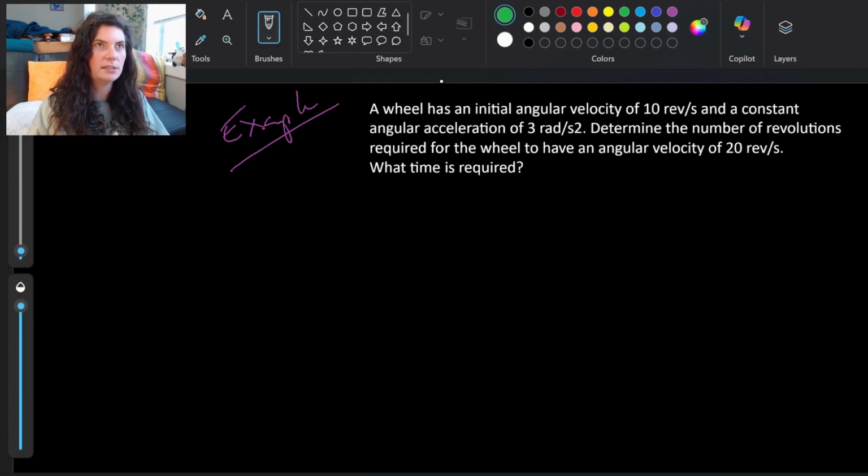So this problem says that a wheel has an angular velocity of 10 revolutions per second and a constant angular acceleration of 3 radians per second squared. Determine the number of revolutions required for the wheel to have an angular velocity of 20 revolutions per second. What is the time required? So there's no diagram for this one, it's just a word problem. But go ahead and pause the video here, see if you can work through it on your own, and then we'll talk about it together.